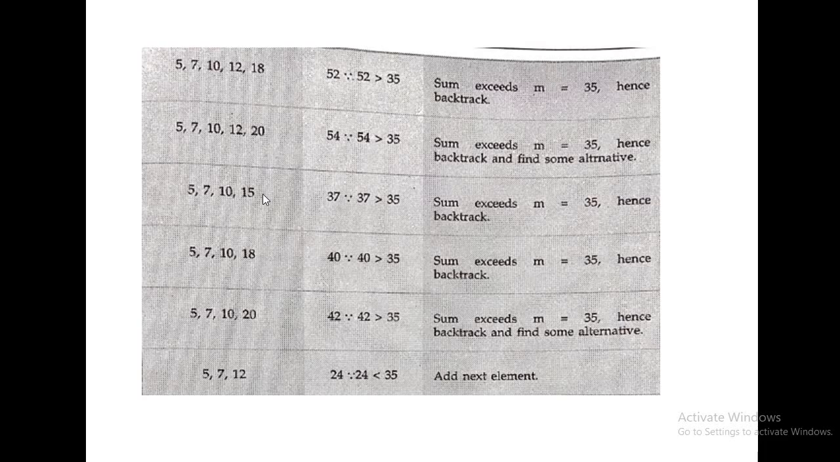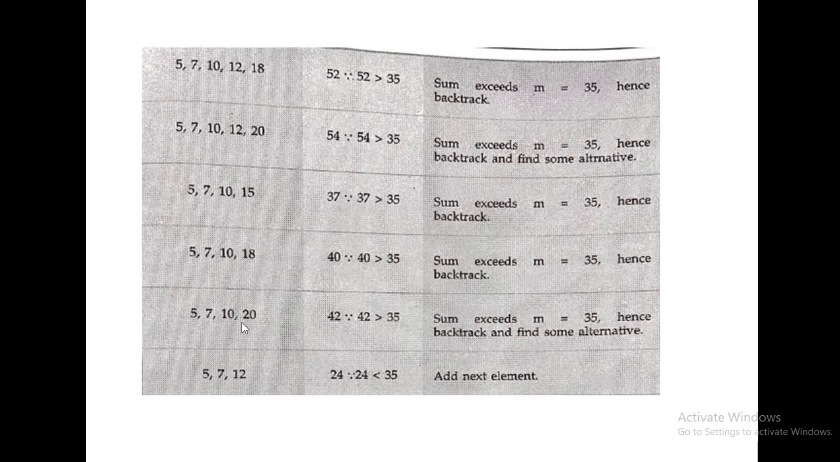Again 12. Again we are using the backtracking method. We are adding the value 15. 37 is greater than 35. Automatically exits. So we are going to prune the value. Use the concept of backtrack. Again using the backtrack concept, we are adding 18. So 40 is greater than 35. Again we are using the concept of backtrack.